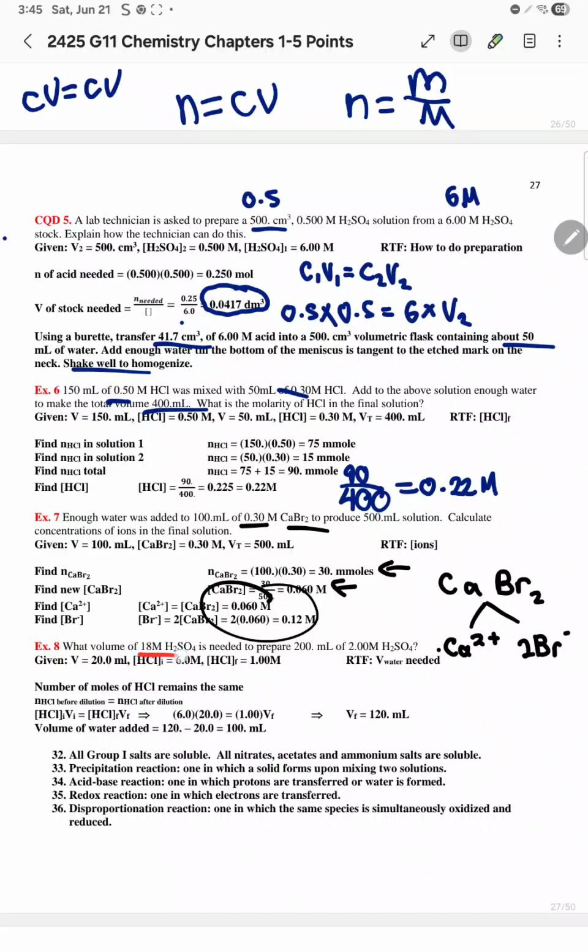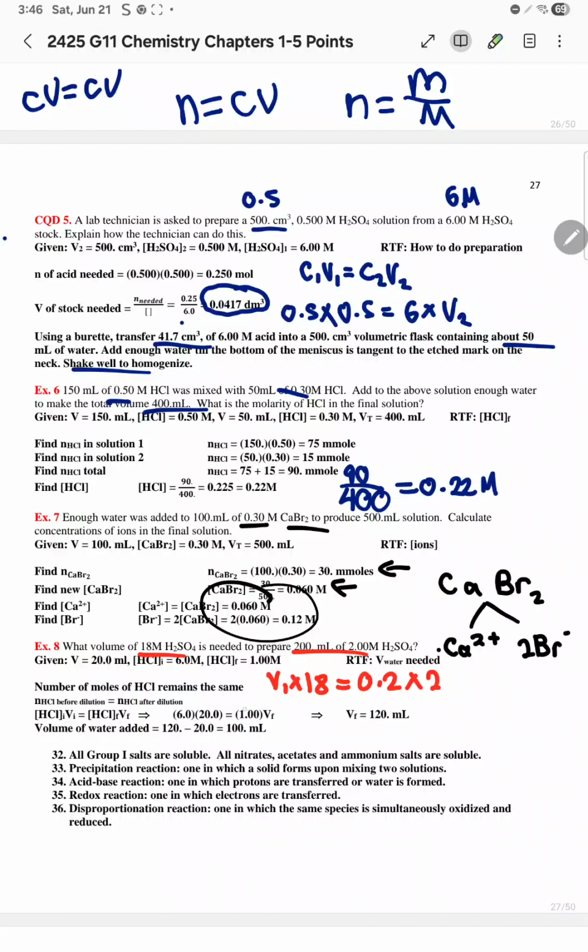What volume of 18 molar H2SO4 is needed to prepare 200 milliliters of 2 molar H2SO4? Again, C1V1 equals C2V2. So you need what volume? Volume 1 times 18 equals volume 2, which is 0.2 times 2. So 0.2 times 2 is 0.4. 0.4 divided by 18, I'm assuming. Yeah, wait. Concentration 1. Yeah, here.